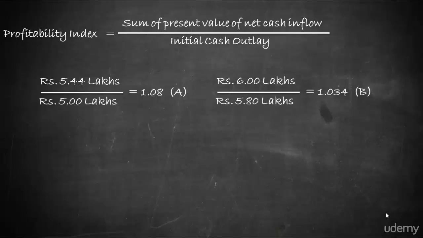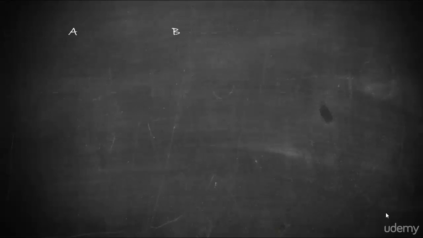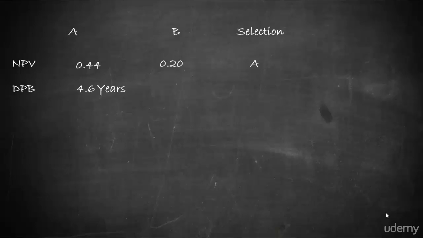Now we'll list all the 3 methods and we'll see which mission should be selected. So we had 2 missions A and B. In the first method, that is the NPV, project A had an NPV of 0.44, whereas project B had an NPV of 0.2 lakhs, that is 44,000 and 20,000. So selection should be for the machinery which has the highest NPV. So here the selection is A. Then when we moved on to discounted payback period, project A had 4.6 years of payback and project B also had the same. So the DPB method was neutral.